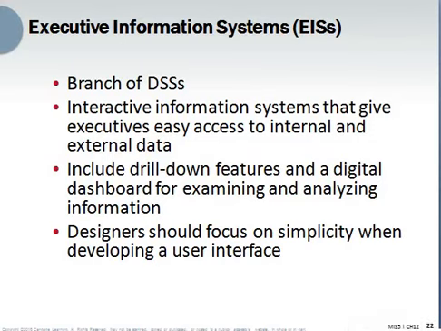Executive Information System. Executive Information System is a branch of DSS, Decision Support System. It is basically used by senior executives for supporting decisions. It is an interactive information system that gives executives easy access to internal and external data required for decision support, right? It includes drill down features and a digital dashboard for examining and analyzing information.